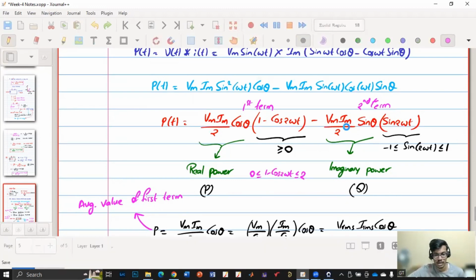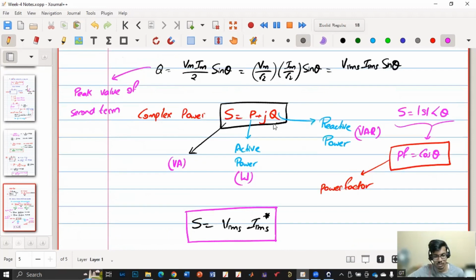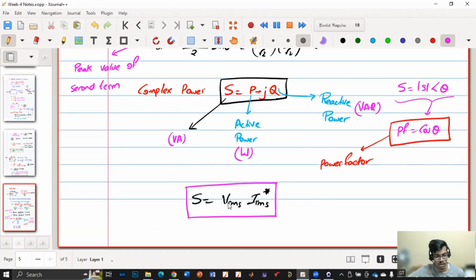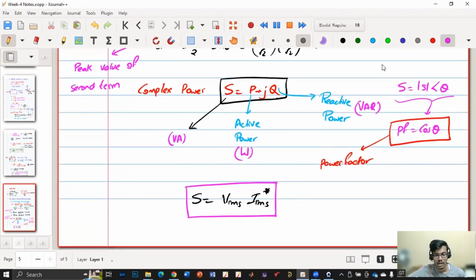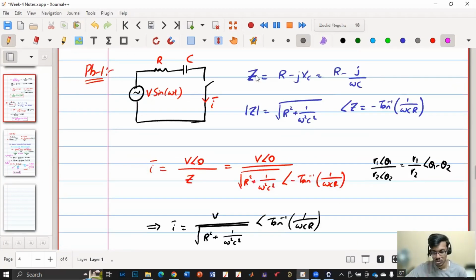We have defined the peak value of that to be our Q, and then we got S equal to P plus jQ, and S can also be written as VRMS, IRMS star. So until this point, is this clear? If you have any doubts, you can ask before we go further into the problem solution.